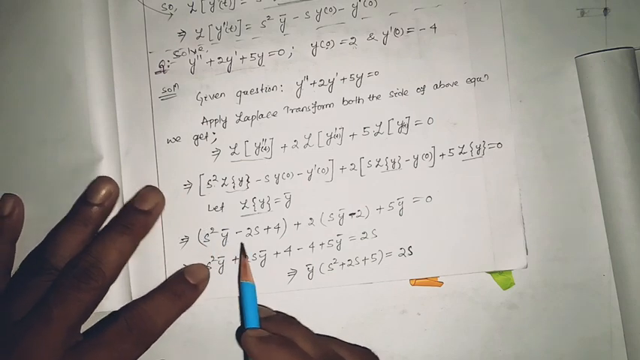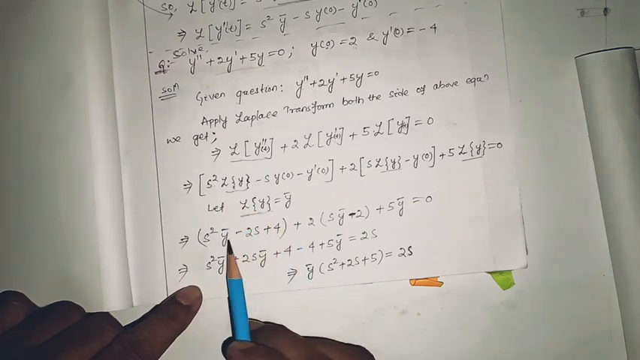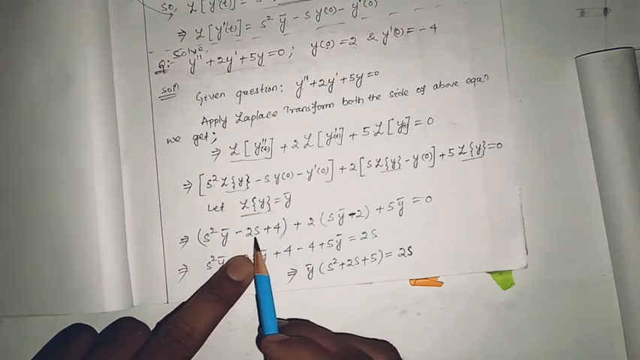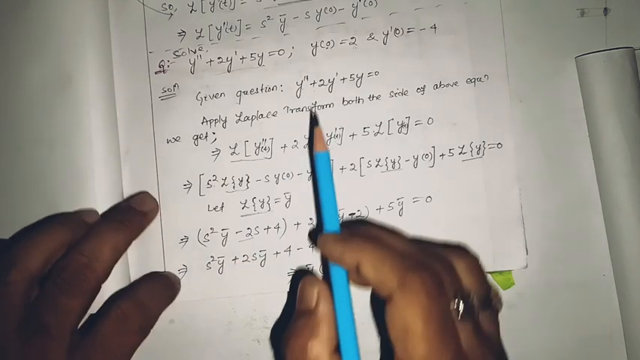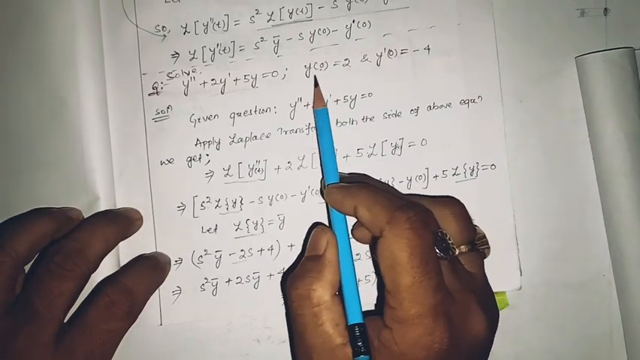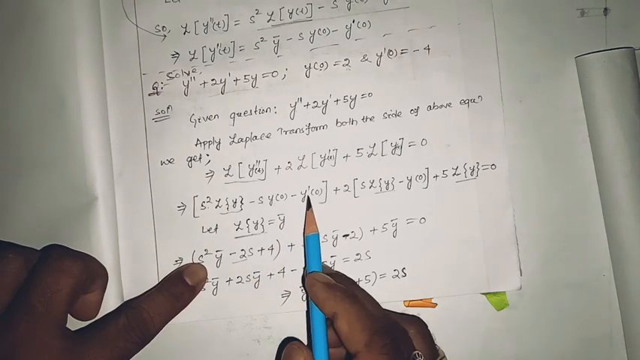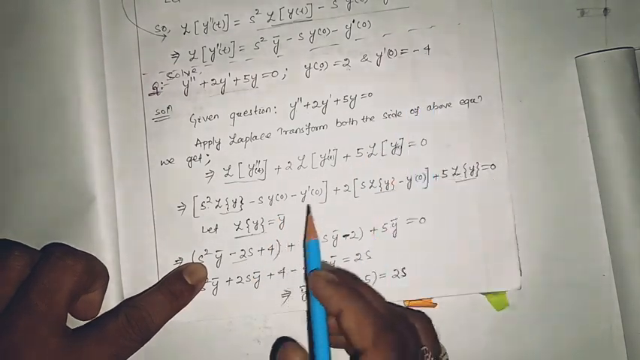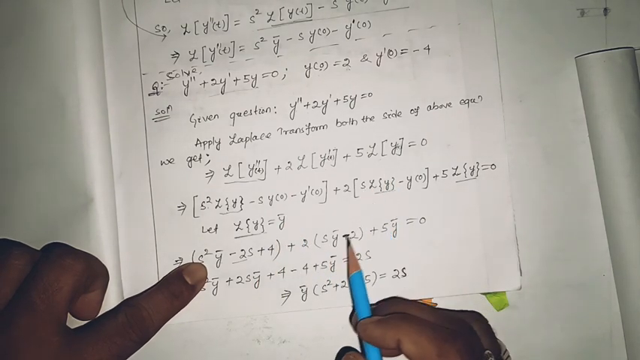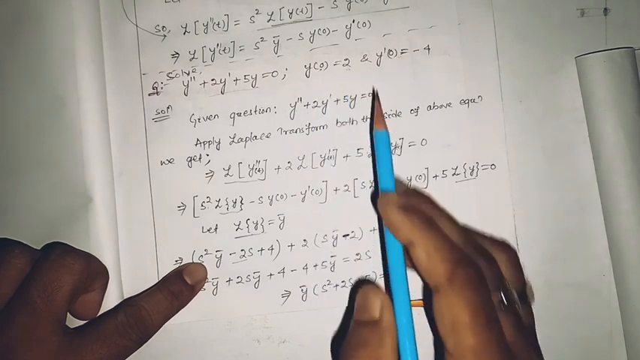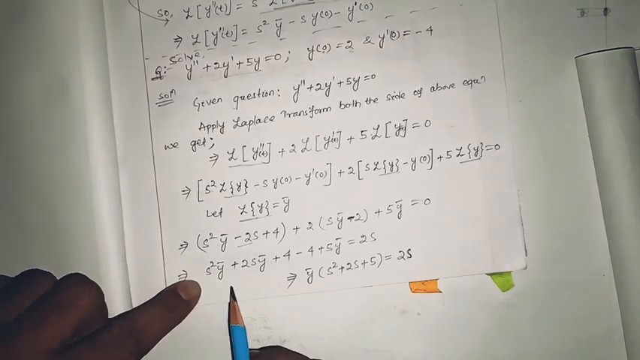So s square y bar, here instead of Laplace transform of y we write y bar, minus 2s. How is it? Here you can see y(0) at t equal to 0, the value is given in the boundary conditions as 2, so you just substitute 2 over here, it will be 2s. And y dash(0) value is -4, so minus and this minus will be plus 4, plus 2 into s y bar minus y(0), which is 2, plus 5 y bar equal to 0, right?